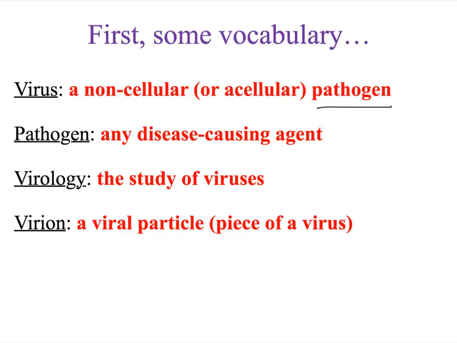The next word, virology. Okay, virology, the study of viruses. Anytime you see that prefix, VIR, on a word that you don't really know, it probably has something to do with viruses. So virology, the study of viruses. And then going along those same lines, virion is a viral particle or just one little piece of a virus. That's going to come in handy when we start talking about the cycles or how viruses make more viruses. So we'll be talking about virions.